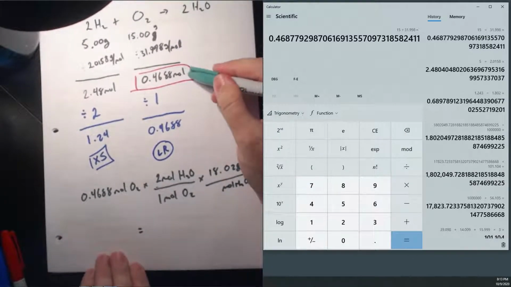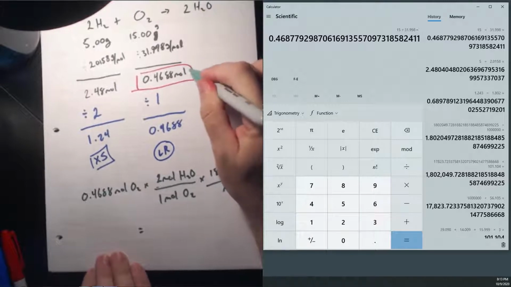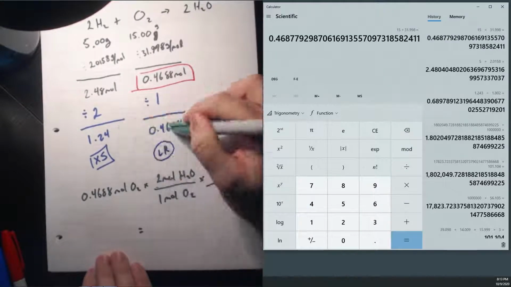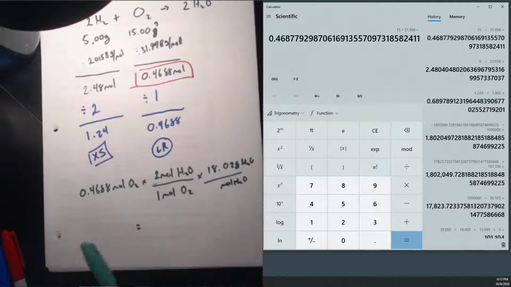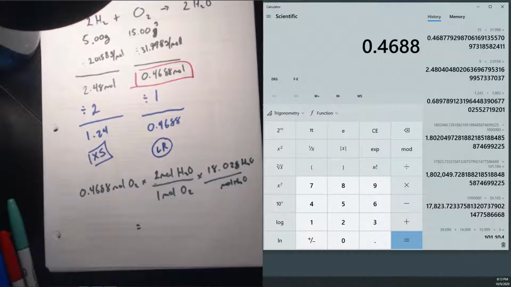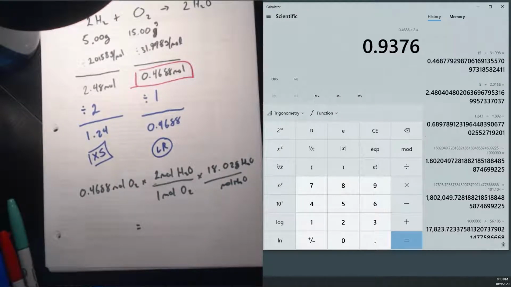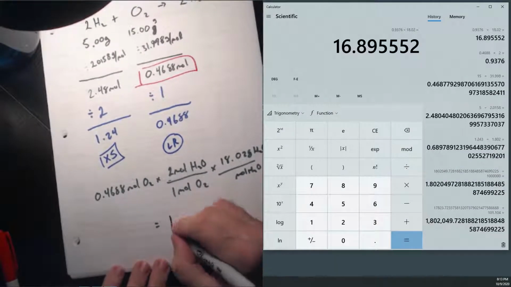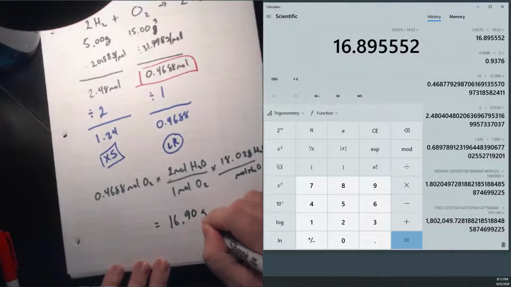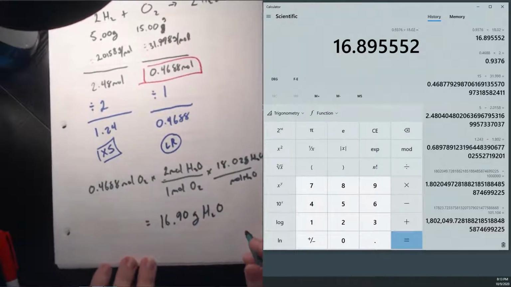Now, the reason I make it a point to say come back up here and grab this is because these numbers might be different and that would screw things up. So always use those. All right, so when you do that, 0.4688 times 2 times 18.02 means you're going to produce 16.90 grams of water.